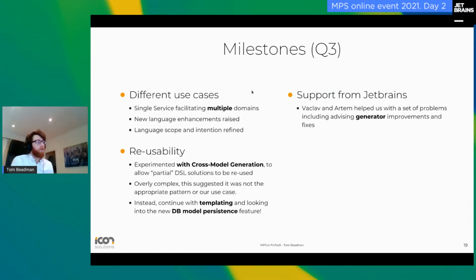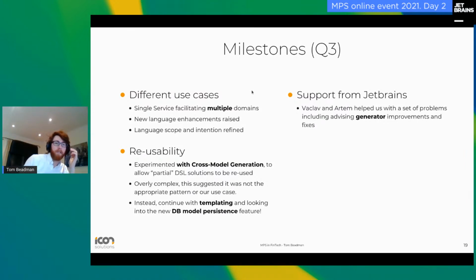During quarter 3, we stress tested the DSL by modeling different use cases. You can imagine a single microservice with multiple different domains working together. What should that separation be? Should it be represented at the language level or the application level? And off the back of trying these different use cases, we got lots of new language enhancement requests to be more generic, and we also refined the scope of the language and what it should be. And then we also had, at that point, support from JetBrains as well.